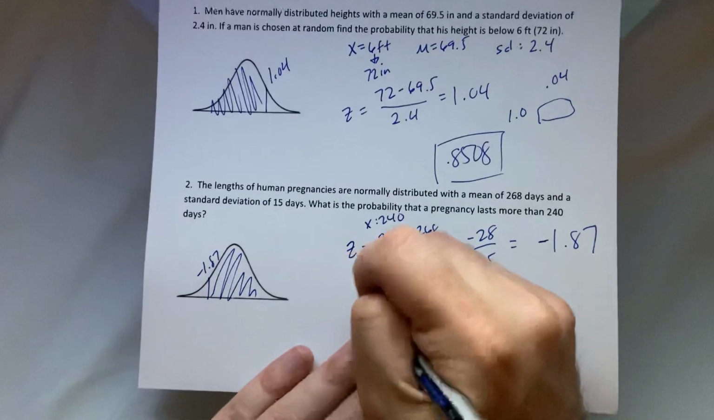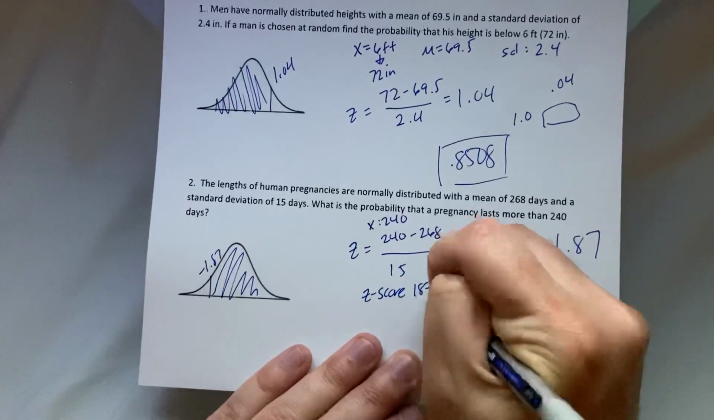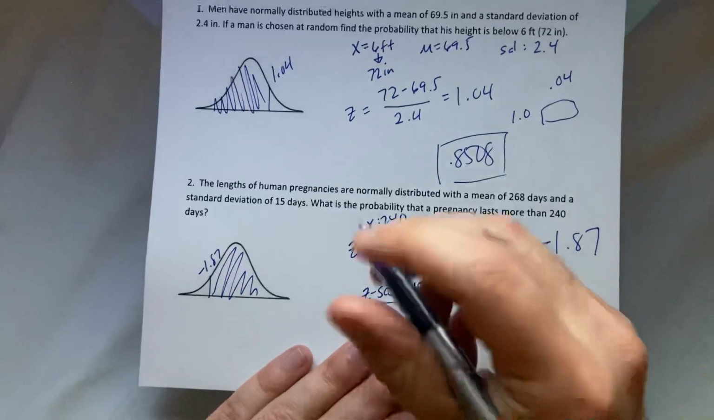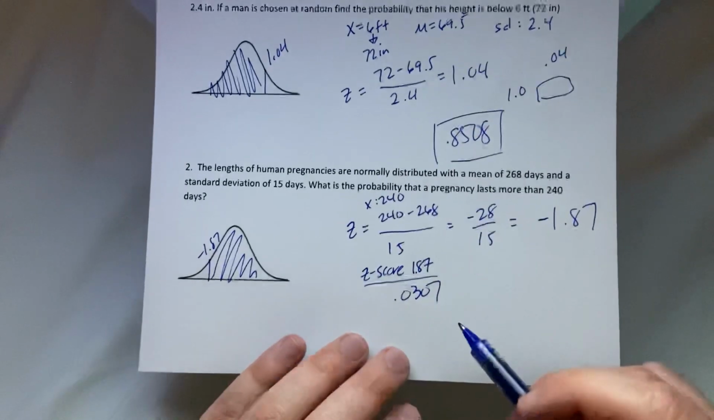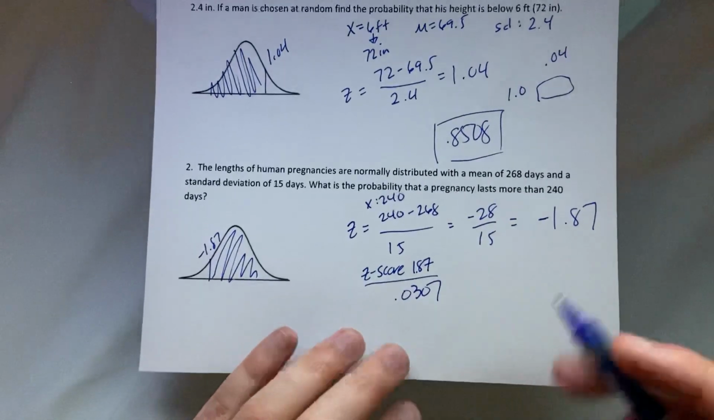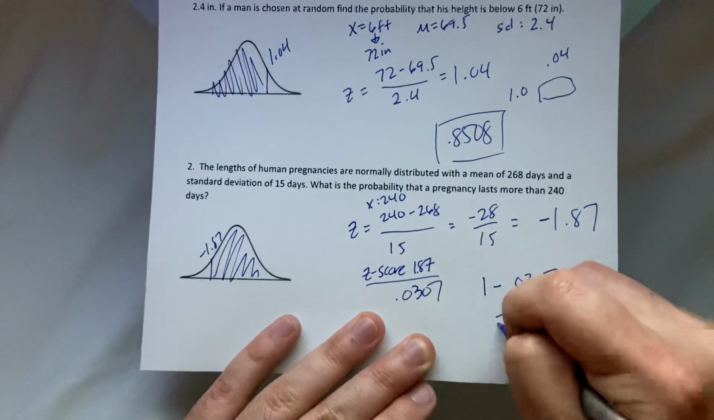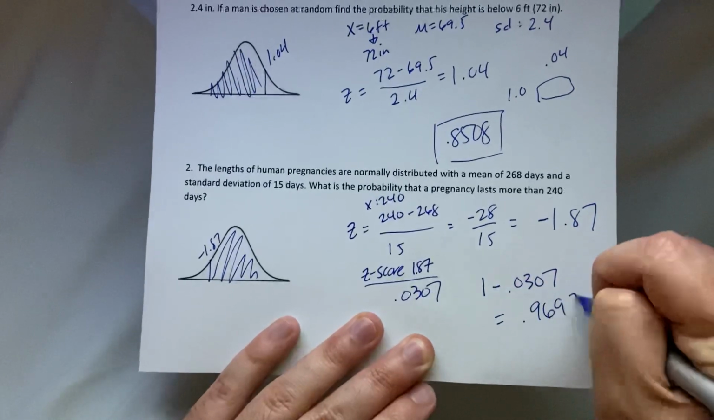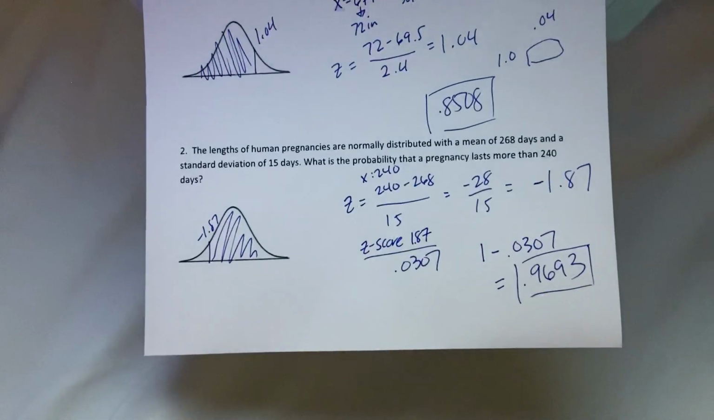So when I do my z-score of negative 1.87 and find the area, I get 0.0307. But remember, that's the area to the left. If I want the area to the right, I need to do 1 minus 0.0307, which is 0.9693.